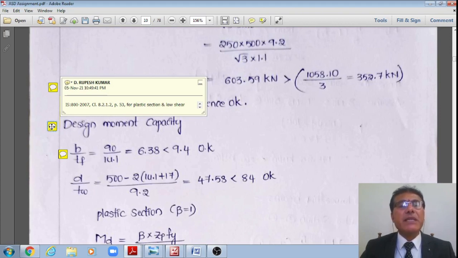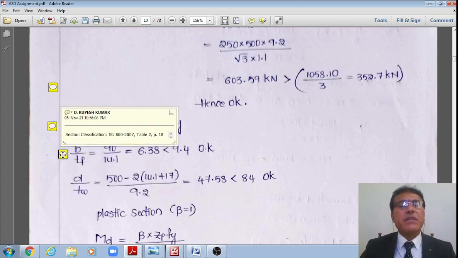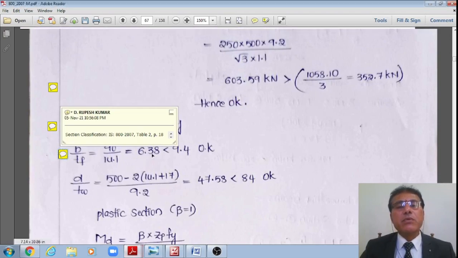Design moment carrying capacity as per IS 800:2007, clause 8.2.1.2 from page number 53, because it is the low shear capacity. Therefore, first let me see what the section classification is as per IS 800:2007, Table 2, page number 18. Let me go to this Table 2.